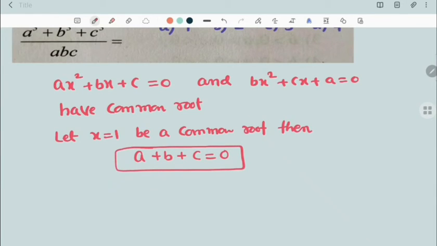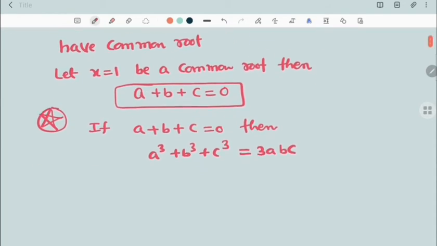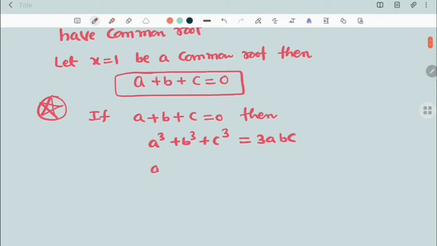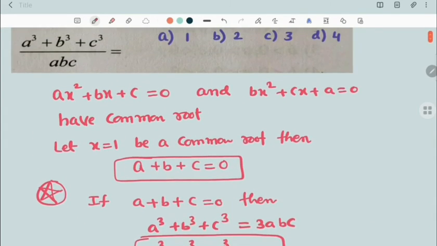We have one of the important algebraic formulas: if a plus b plus c equal to 0, then a cube plus b cube plus c cube is equal to 3abc. Taking abc to the LHS as the denominator, we will get the required answer. So that's what they are asking: a cube plus b cube plus c cube by abc is equal to 3.